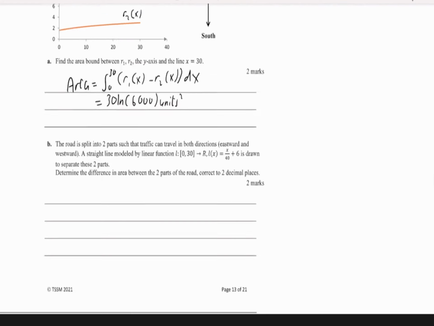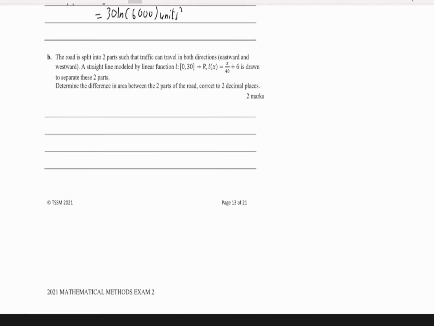Okay. Part B. So now you want to find the difference in area. So the difference in area is area bounded by R1 and L minus the area bounded by R2 and L. So that's going to be upper boundary 30, lower boundary 0, R1x minus Lx dx minus this, Lx minus R2x.